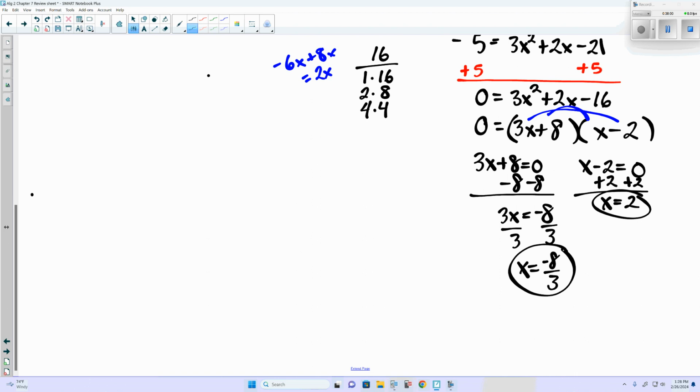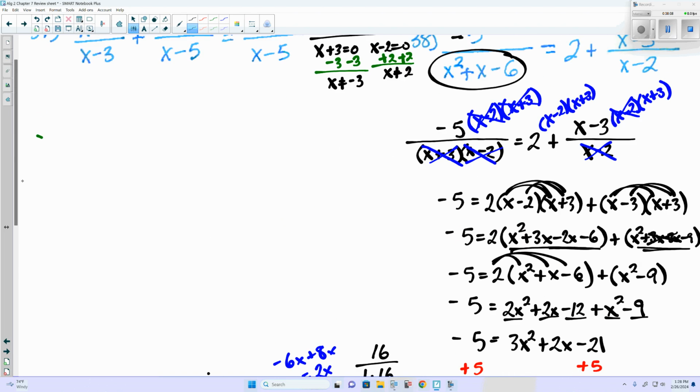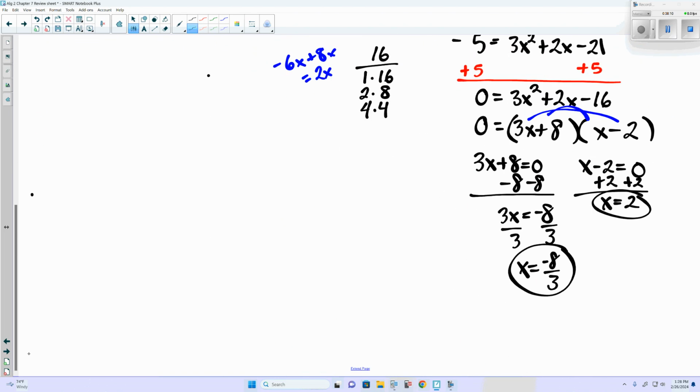So what did it say on the graph? We'll see here in a second. Is either one of these a restriction? It couldn't be 2 or negative 3, so 2 is not possible, because it would give us a denominator of 0. Since it's one of our restrictions, we just cross it out, which means negative 8/3 is the correct answer.